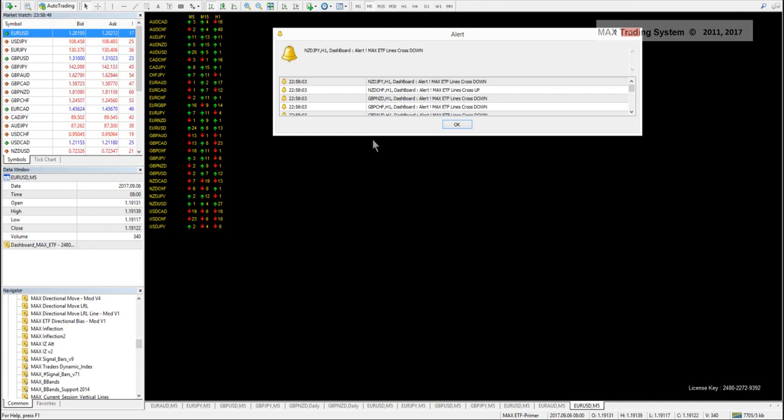And we have several types of alarms. We have a pop-up alert with all the events happening. We have also a sound alert. It's possible to send an email, of course, if you are not in front of your screen, provided you have parameterized correctly your MetaTrader platform for the emails, and so on.